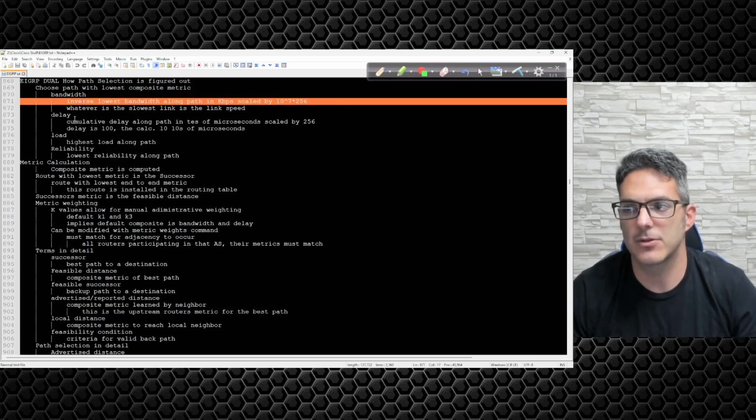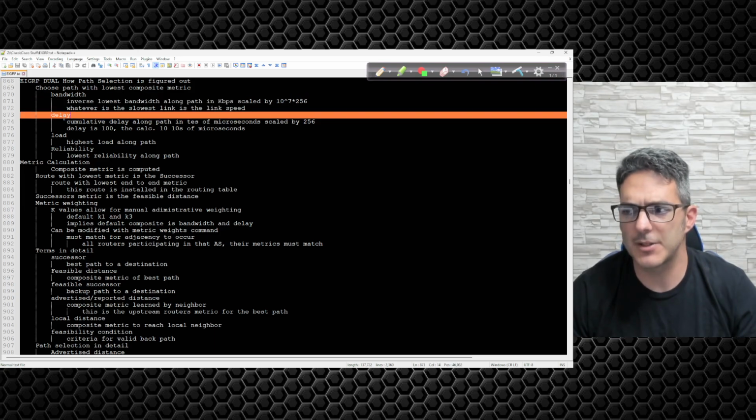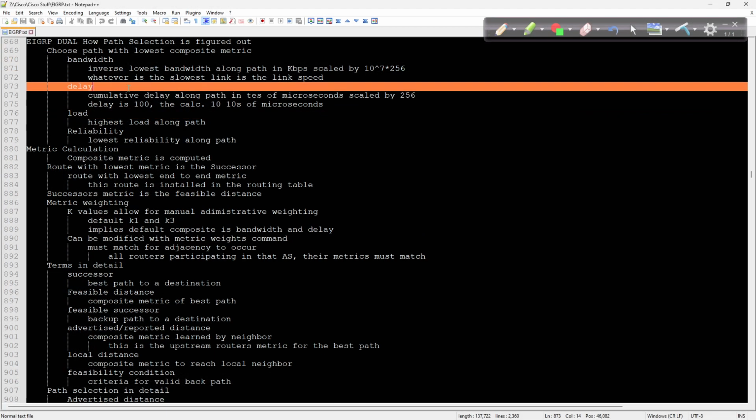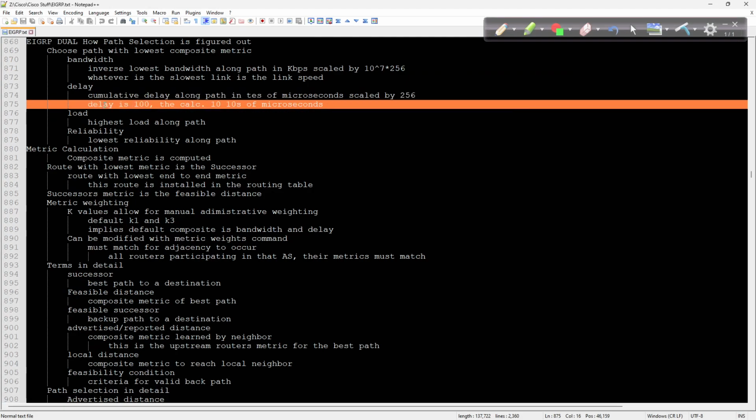And that's why it's written the way that it is. Whatever the slowest link is, that's the link speed, and that's between point A and point B. If it's 25 megabits per second, you're going to be doing your kilobits per second scaled by this. Now the delay is the cumulative delay along the path in tens of microseconds scaled by 256. The delay is 100 seconds. So the calculation would be 10 tens of microseconds. So keep that in mind as well.